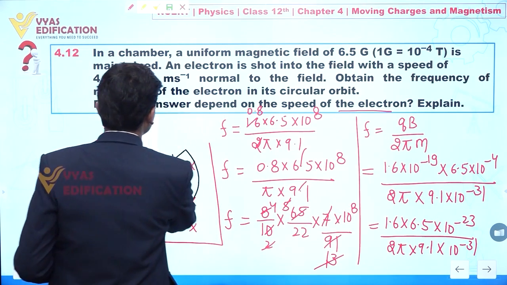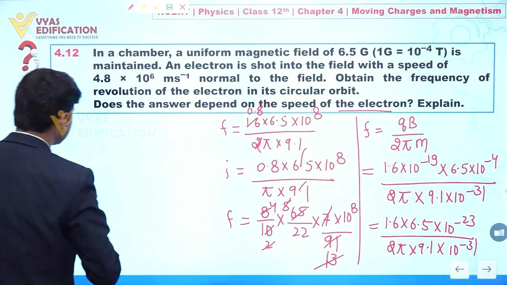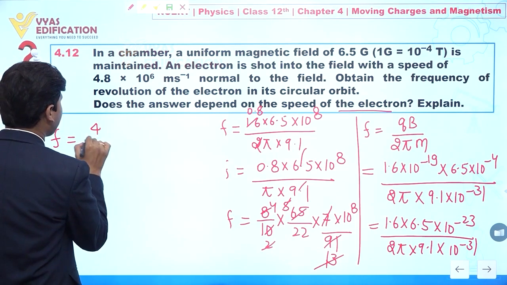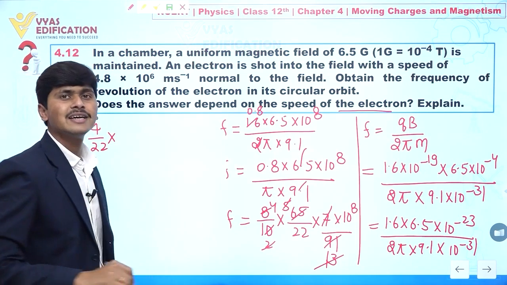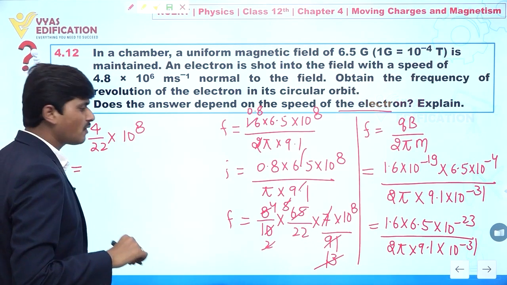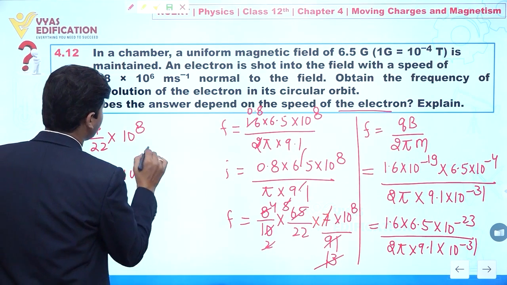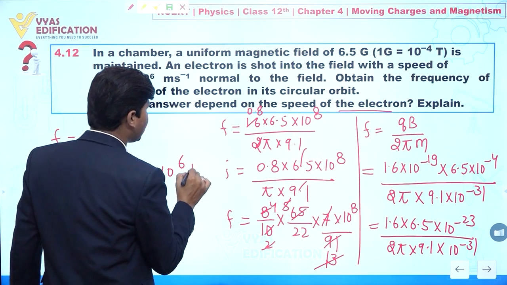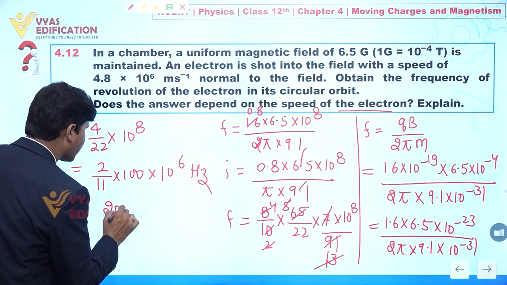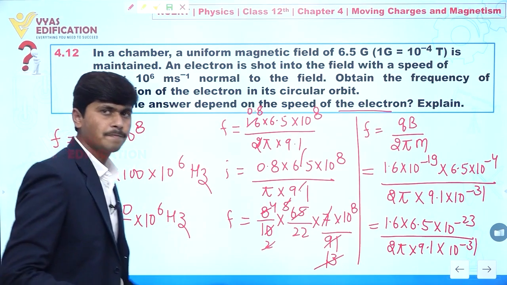So now the calculation becomes very easy. The value of f is 4 divided by 22 multiplied with 10 to the power 8, clear. So we can write this as 2 by 11 into 100 into 10 to the power 6, and this value comes in hertz, clear. So this is 200 divided by 11 times 10 to the power 6, and this is in hertz, clear.